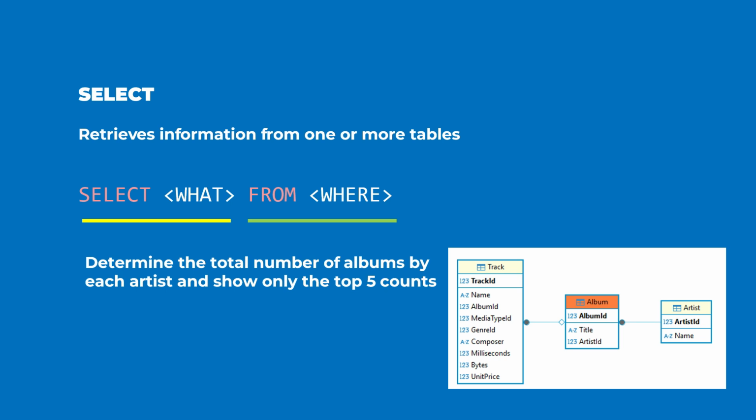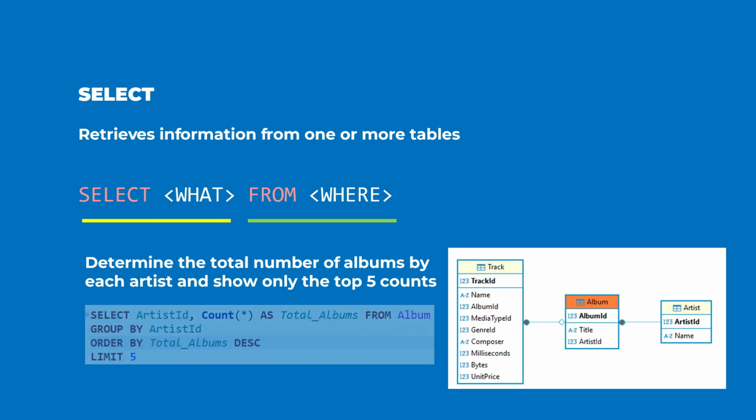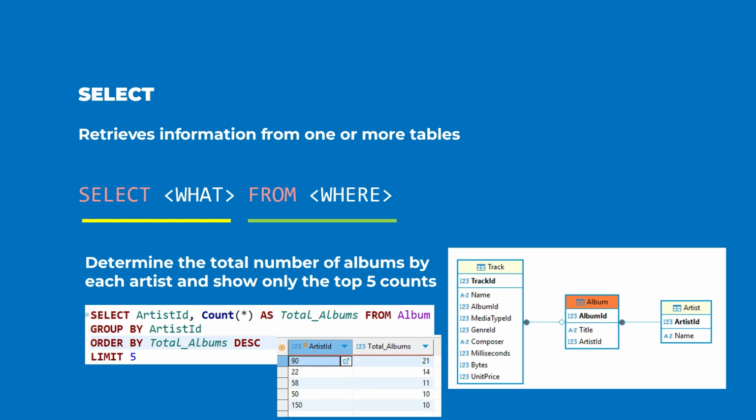We use select artist ID and then count the number of rows and use alias for this column as total albums. Then we use group by artist ID and then order by total album to sort them in descending order. And then we pick the top 5 using the limit clause.